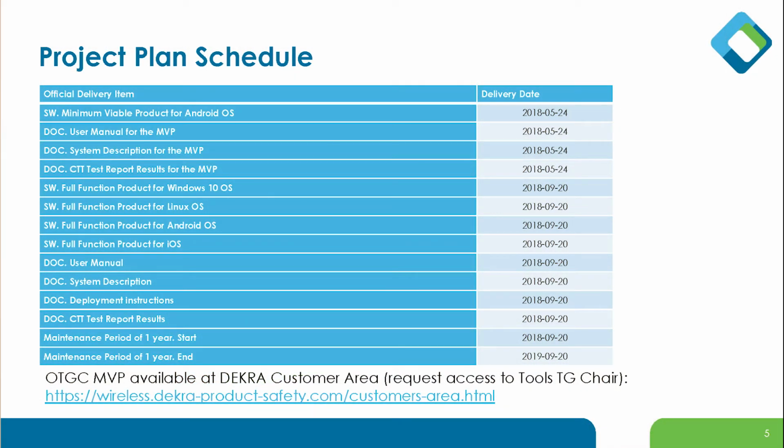So the OTGC, by the end of September, by the end of the project, will be available in all of these operating systems. Right now, we are working on the Android version, and this is the version you could test during today, during the hackathon. This is the project plan schedule. As you can see, right now, we have delivered what we call the MVP, the minimum viable product, which is the Android version. By the end of September, different operating systems will be also available.